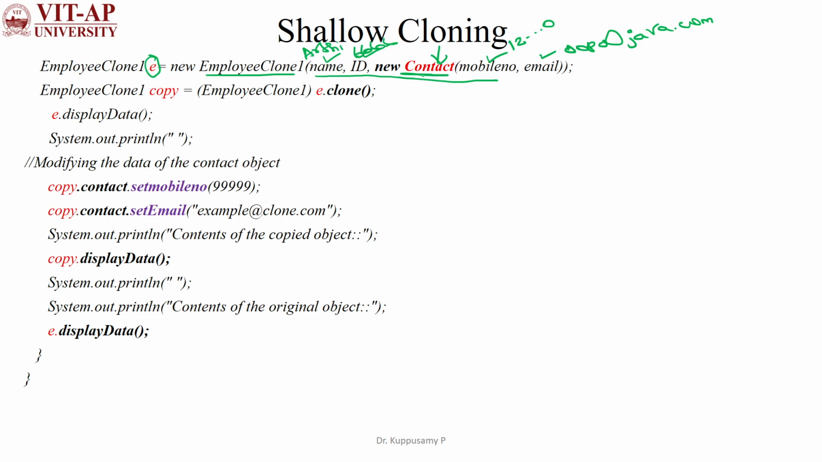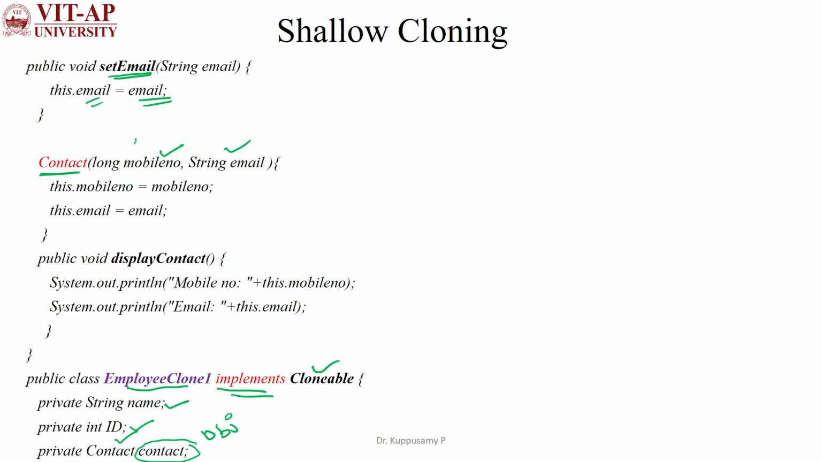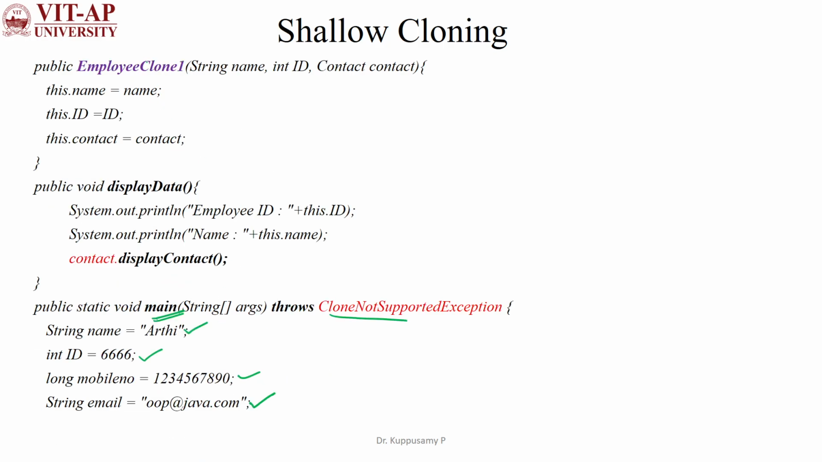Now once this is called, what will happen here? First this method will be called. In this method you see we are carrying the mobile number 123 etc. 0 and the email id whoop@java.com, and we are just assigning the values to these variables. Then we are carrying all four values into the constructor EmployeeClone1: here Arti, here id 46, then this contact is the object.